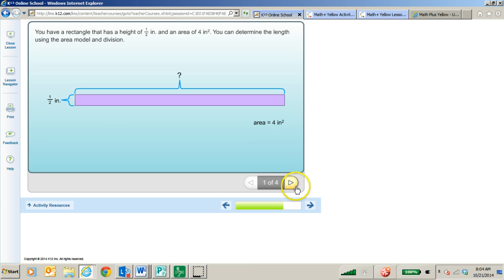Here's a different type of model. Here we have 4 inches, but we're dividing it into halves. How many halves are in 4 inches? And so as the model is created, you can count the different halves. So 4 divided by 1/2 equals 8.